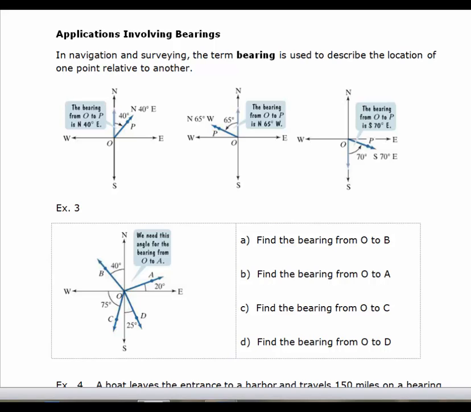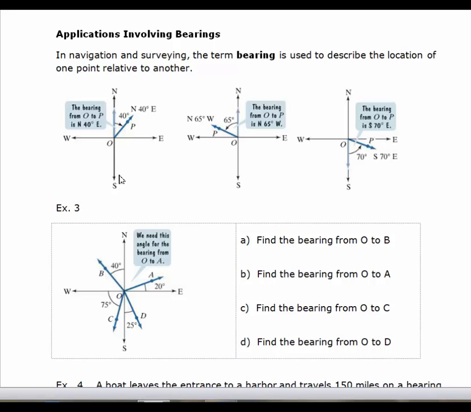Let's look at some applications involving bearings. In navigation and surveying, the term bearing is used to describe the location of one point relative to another. So when we look at point O and point P, we want to describe the relationship that P is to O.